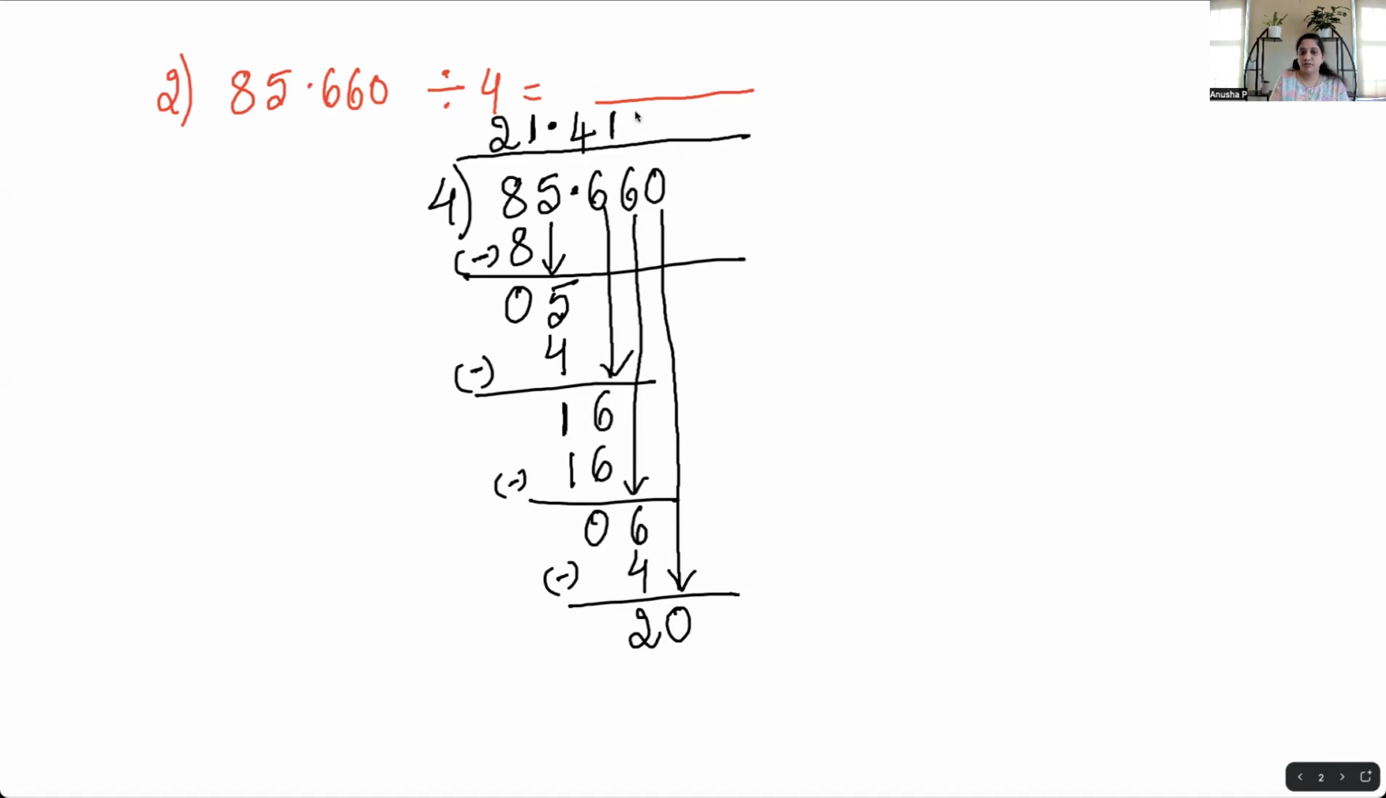Now 4 times 5 is 20. So 20 minus 20 is 0. So the answer will be 21.415. So the 21.415 is called the coefficient. Okay. The third example now.